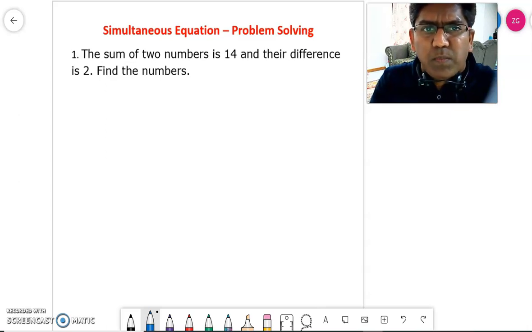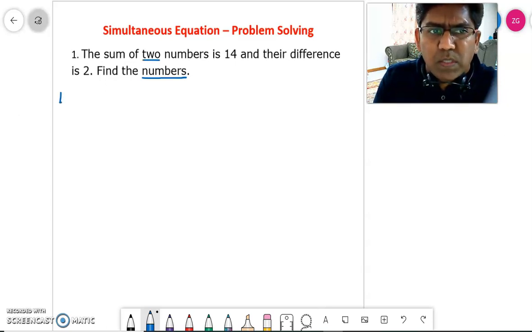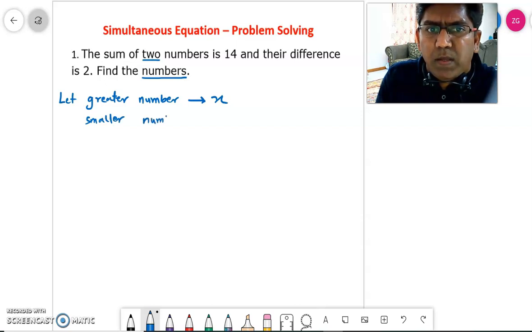The sum of two numbers is 14 and the difference is 2. Find the numbers. So we need to first check how many numbers we need to find. If you read the first sentence, it says clearly sum of two numbers. So we'll assume the two numbers. Let the greater number be x and the smaller number be y.